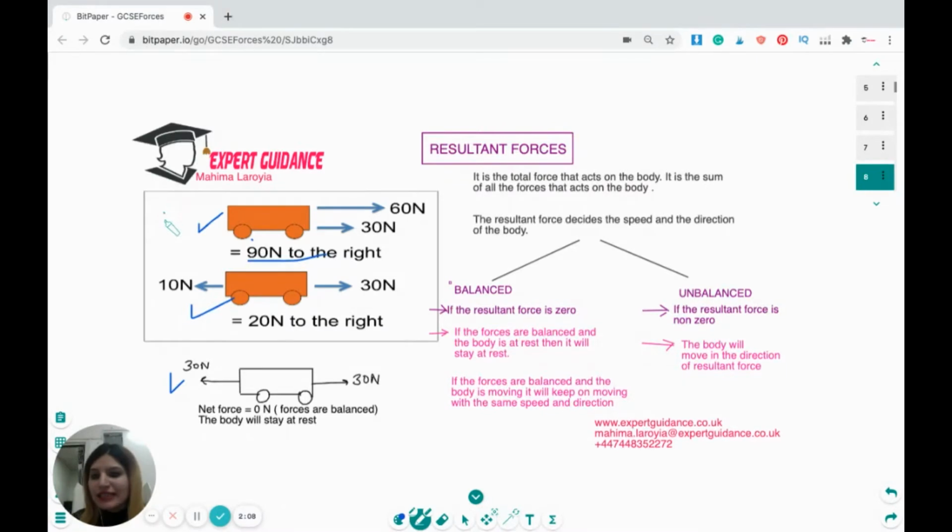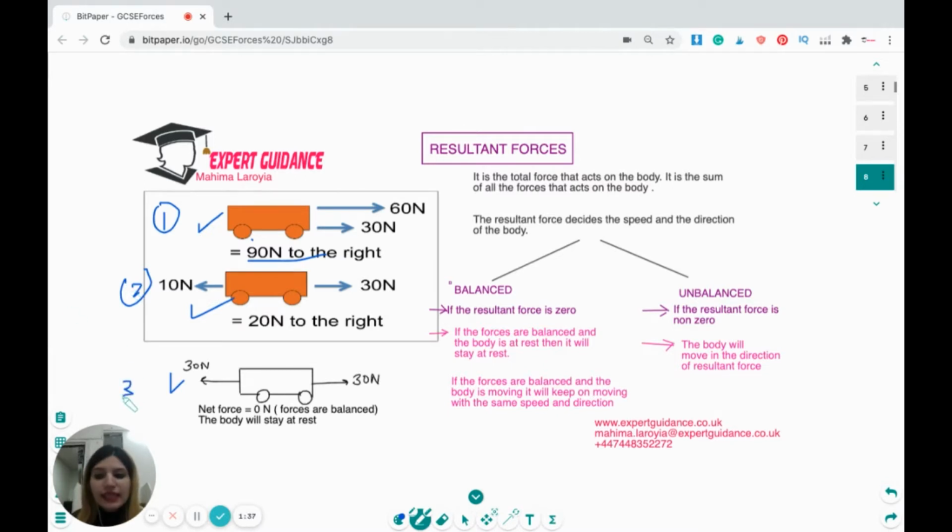Now let's look at the second case. In the second case, I have a 30 Newton force to the right, but 10 Newtons to the left. Since both the forces are acting in opposite directions, they have opposite effects. The net force in this case will be 30 minus 10, which is 20 Newtons effective to the right. So the body still moves to the right, but the force acting on this body is not 30, not 10. The net force is 20 Newtons.